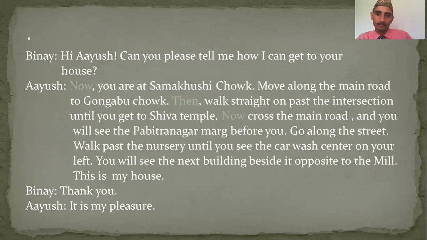And if you observe the answer, the direction, then find out the connectors, now, then. And next, imperative sentences with proper punctuation, capitalization, comma, full stop, and coordinating conjunctions. So this kind of sentence you can put there. Okay, now let's see the next one.